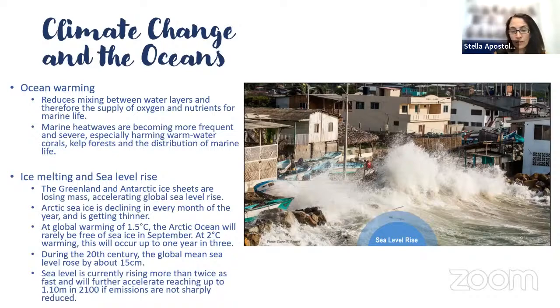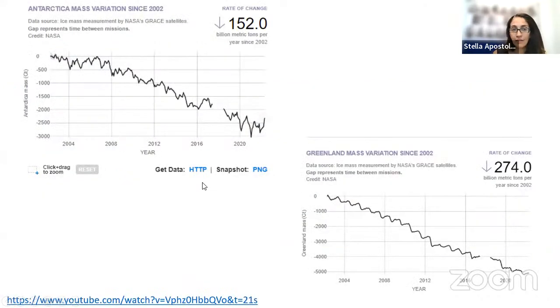During the past century, the 20th century, the global mean sea level had already risen by about 15 centimeters. And if we carry on with big numbers, big amounts of emissions, many tons of carbon dioxide as we do today, we may expect that by the end of the century, we may see 1.10 meters sea level rise. And in these two graphs, we can see how the ice has melted.